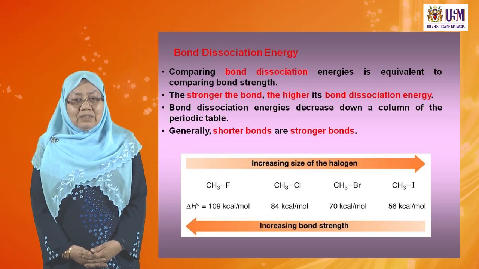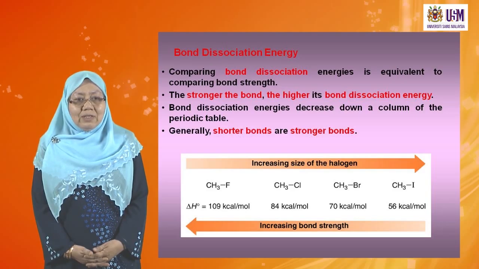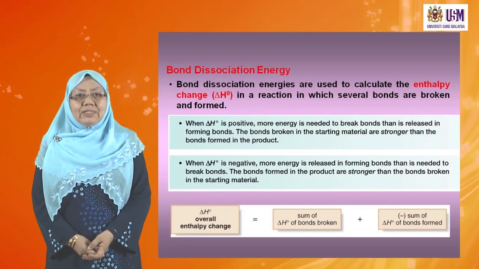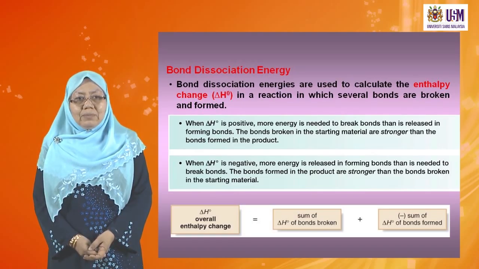So the bond dissociation energy will also decrease. As we can see, when the bond is shorter, as in methyl fluoride, the bond strength would be stronger and the energy to dissociate the bond would be higher. Bond dissociation energies are used to calculate the enthalpy change, that is delta H naught, in a reaction in which several bonds are broken and formed.